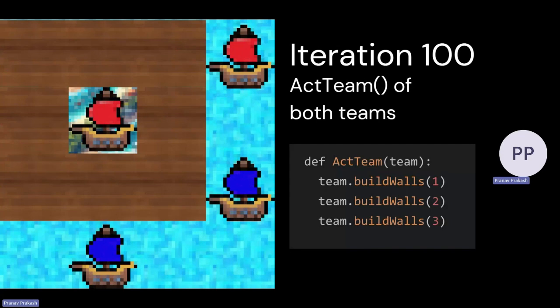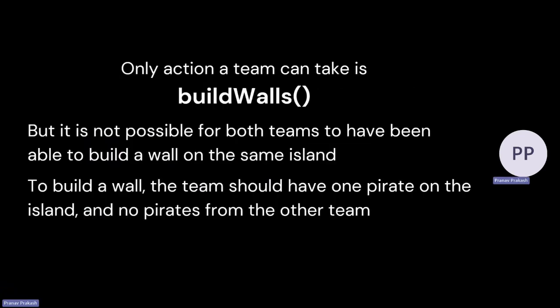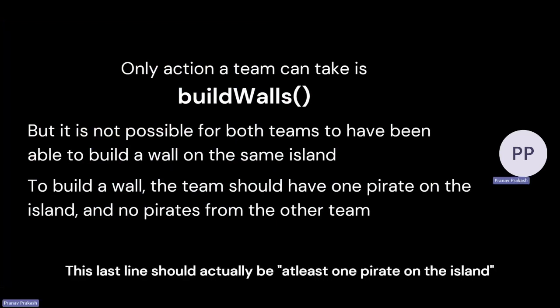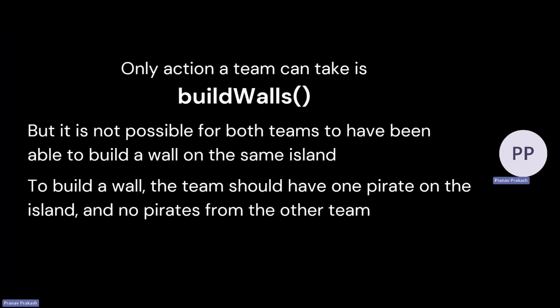Now, you might be wondering, won't it matter in which order the act team function is called? Because if the blue team's act team function is called before the red team's, won't that let them build the wall first? Well, the only action a team can take is build walls. But it's not possible for both teams to be able to build a wall on the same island. The reason for this is the condition for building walls. To build a wall, you have to have sole occupancy of the island as a team. If both teams' pirates are on the island, that means no team has sole occupancy of that island. So it doesn't matter in which order the functions are called. The order in which the act team functions are called does not give any advantage to either of the teams.